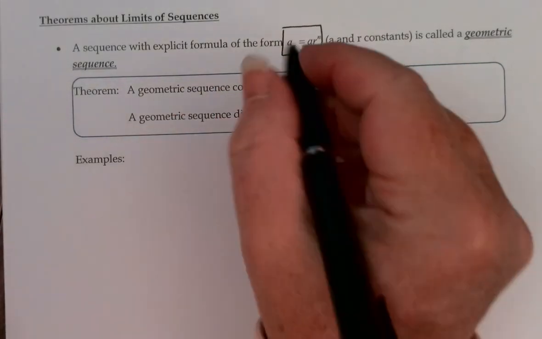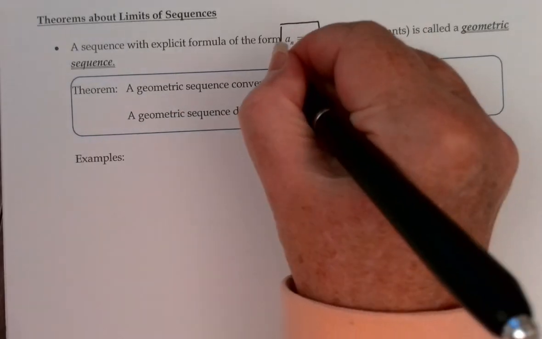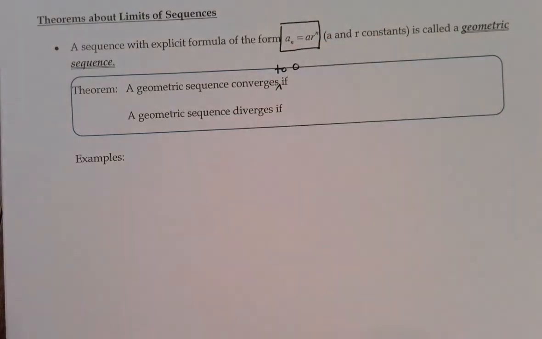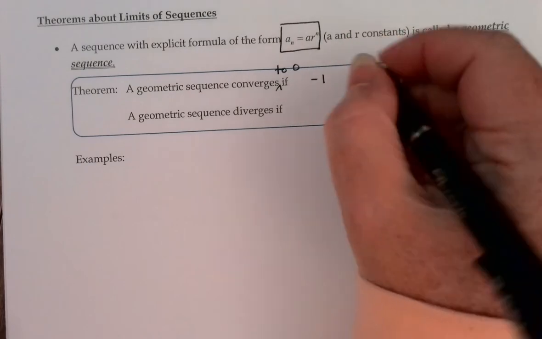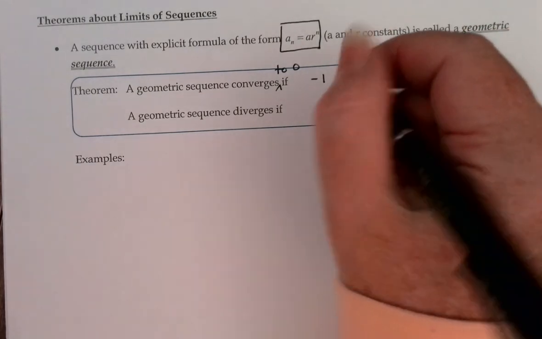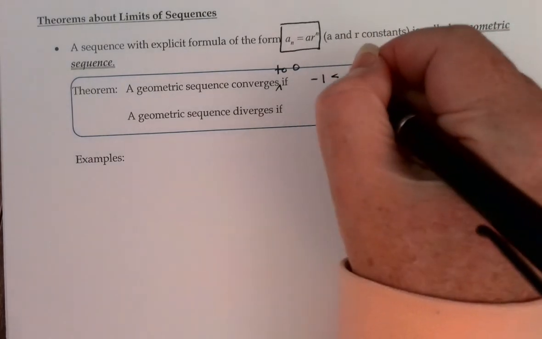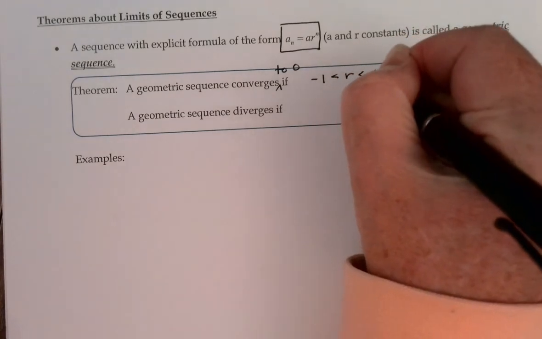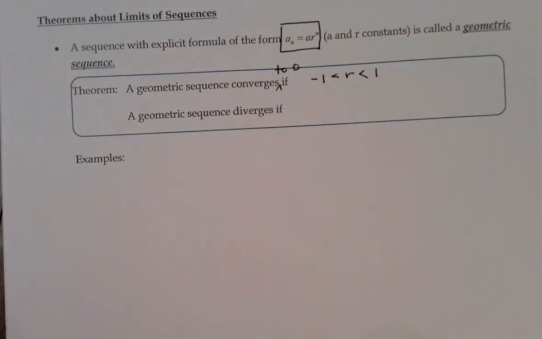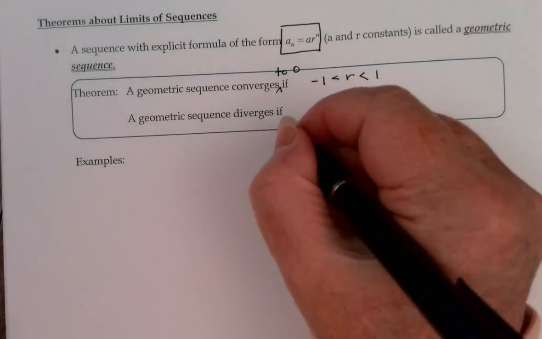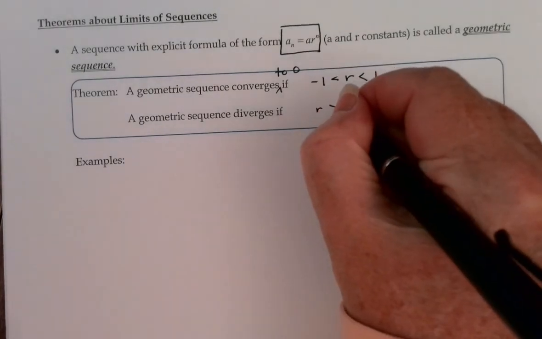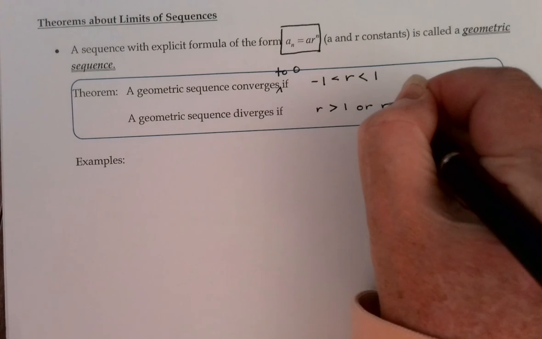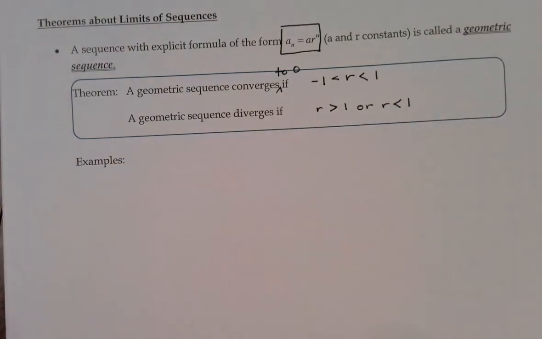A geometric sequence converges, and actually specifically it converges to 0, as long as r is between -1 and 1. That geometric sequence is going to diverge if r is greater than 1 or if r is less than -1.